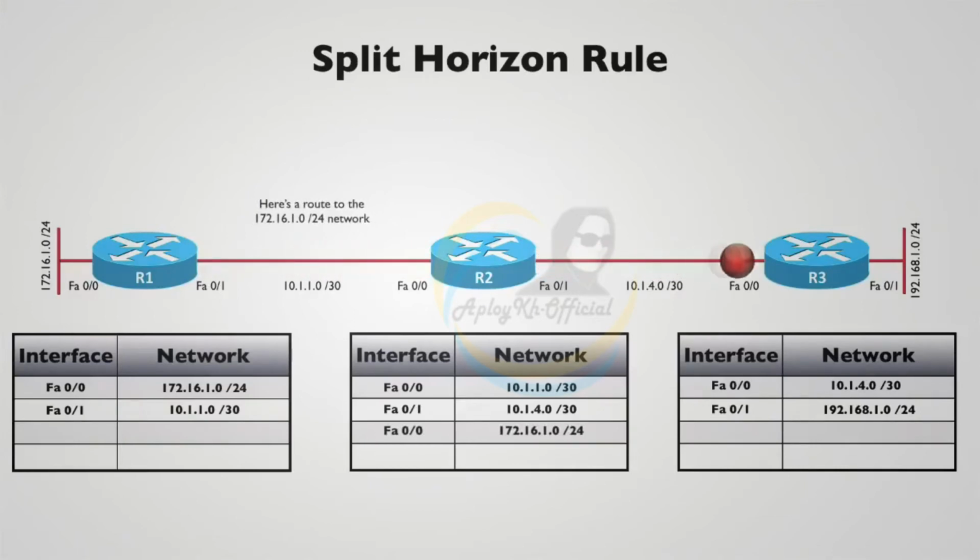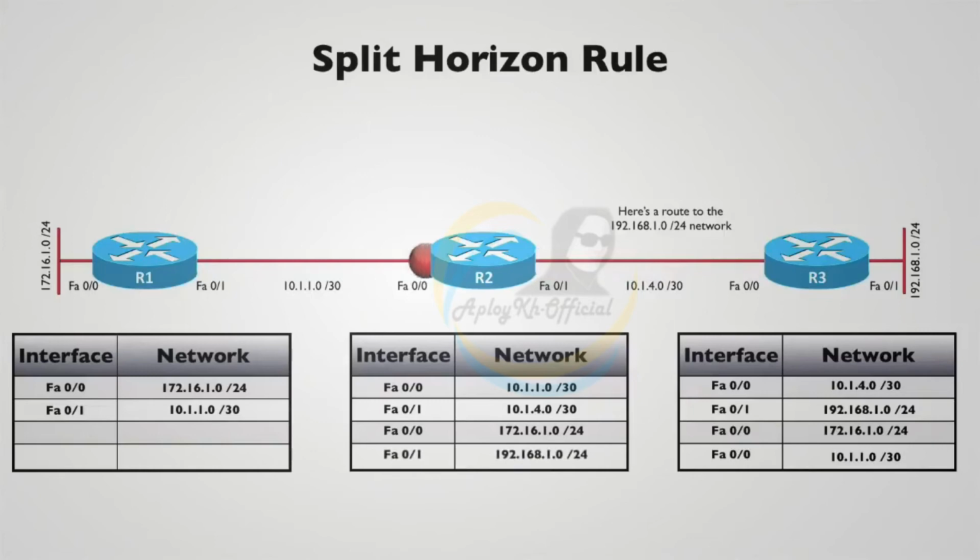Router R1 tells R2 about the 172.16.1.0/24 network. R2 and R3, they each add that network to their IP routing table. R2 is going to let R3 know about the 10.1.1.0/30 network. That gets added to R3's routing table. Router R3 is going to educate routers R1 and R2 about the 192.168.1.0/24 network. And router R2 is going to let R1 know about the 10.1.4.0/30 network. And at this point, all of our routers know about all of the networks in this topology.